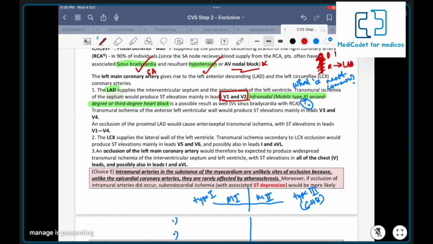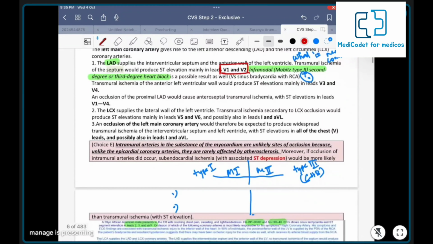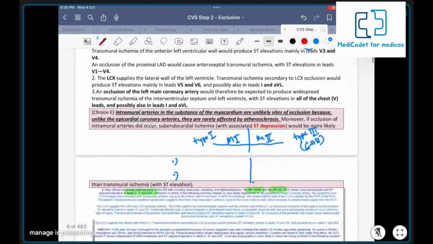So what they're saying is if the LAD gets affected, this anterior part of the interventricular septum will get affected, and that is the part where the Purkinje fibers are going in. Remember, the conduction fibers which supply the ventricles. If those become ischemic as well, that's when Mobitz type 2, that is second degree heart block, or even third degree heart block happens. Since we are on this topic, let's have a quick discussion about that as well.